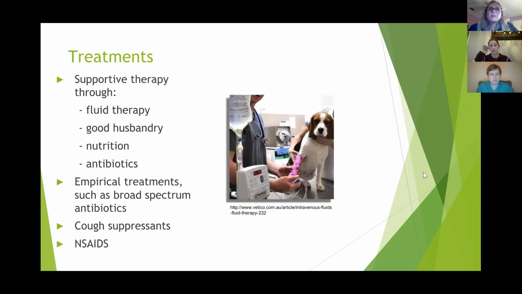Okay, treatments for this disease are basically supportive therapy, and that includes fluid therapy, good husbandry, nutrition, and antibiotics for any secondary bacterial infections. If you do empirical treatment, you should use broad spectrum antibiotics such as fluoroquinolones and beta-lactams. If the dog has a non-productive cough, then you should use a cough suppressant like hydrocodone. NSAIDs can be given for any inflammation or fever.